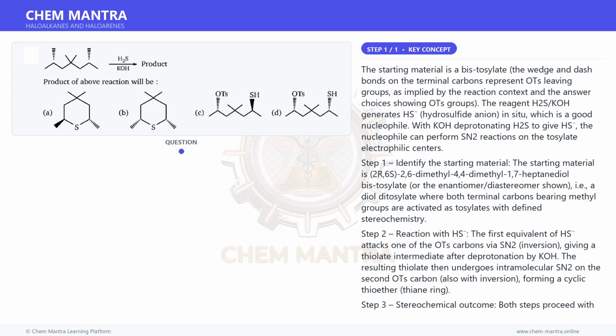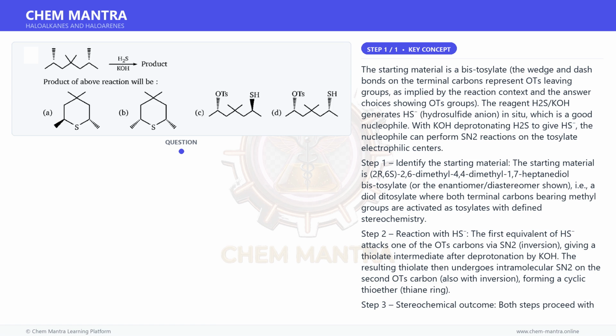Step 2. Reaction with HS⁻. The first equivalent of HS⁻ attacks one of the OTs carbons via SN2 inversion, giving a thiolate intermediate after deprotonation by KOH. The resulting thiolate then undergoes intramolecular SN2 on the second OTs carbon, also with inversion, forming a cyclic thioether, a thiane ring.